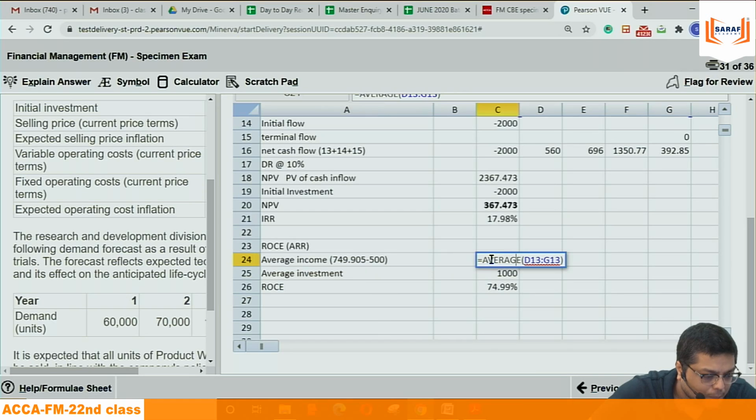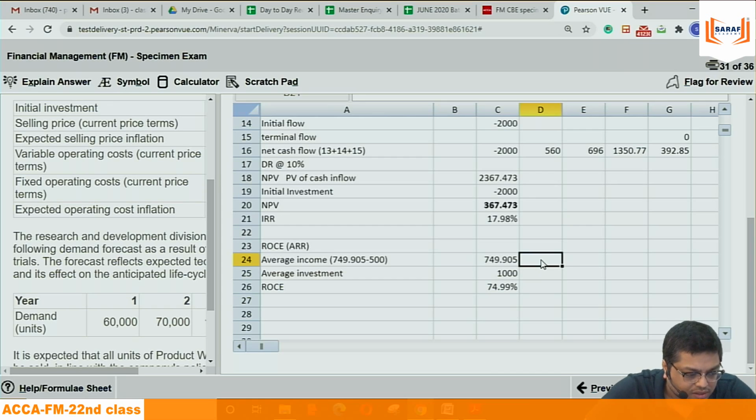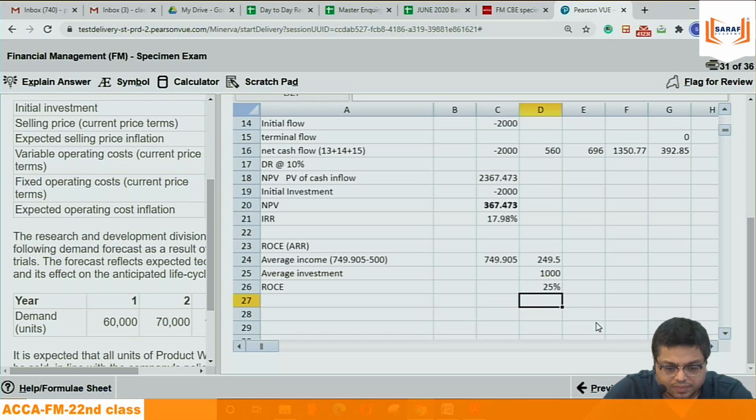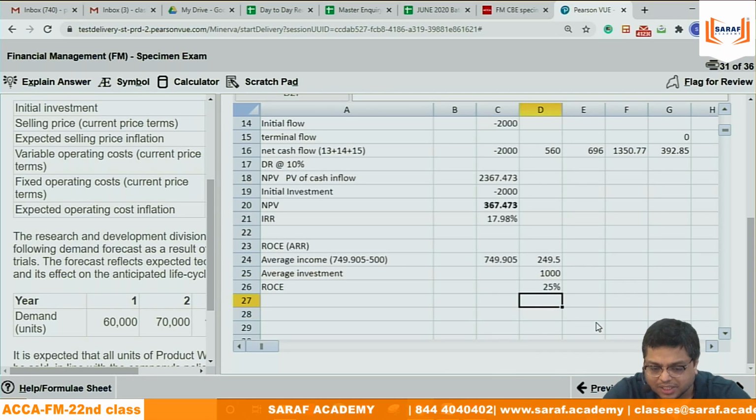So this will be coming 249.500. So it is 25%. That was my mistake. Because in accounting income, we need to deduct depreciation. In place of deducting depreciation every year, 500, 500, 500, I have deducted in average only. So the ROC is 25%. That was my mistake, sorry.